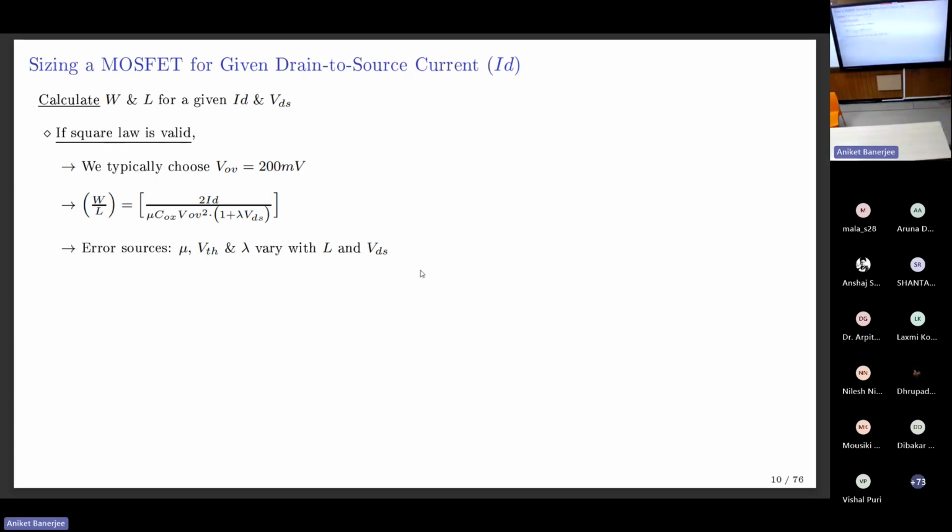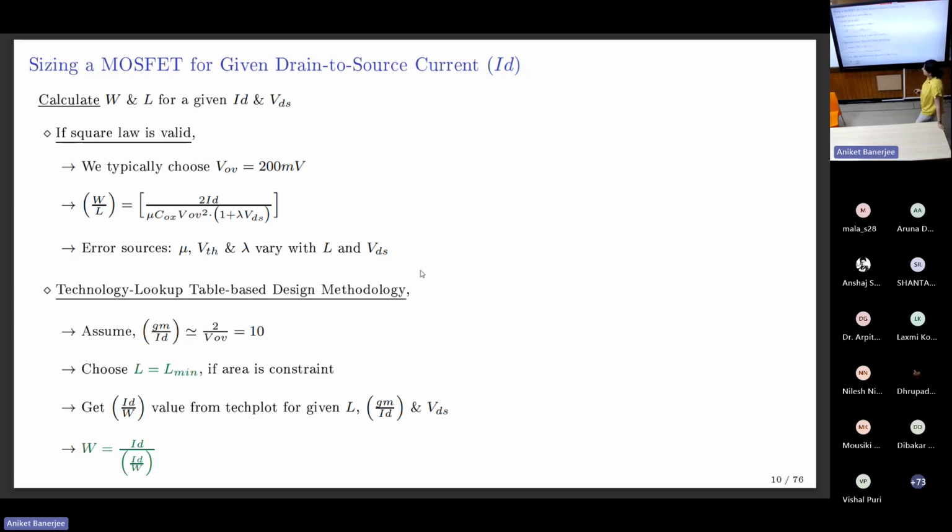So say we ask you to calculate the aspect ratio, or W by L, for a given ID and VDS. If the square law was valid, we typically choose an overdrive voltage of 200 millivolts, say. Then you can use your square law and find out. All of us are together here, right? This is 1-1. Now, obviously, we've discussed that there will be error sources: there's mobility, there's threshold voltage, lambda, short channel effects, and whatnot, which will create problems here.